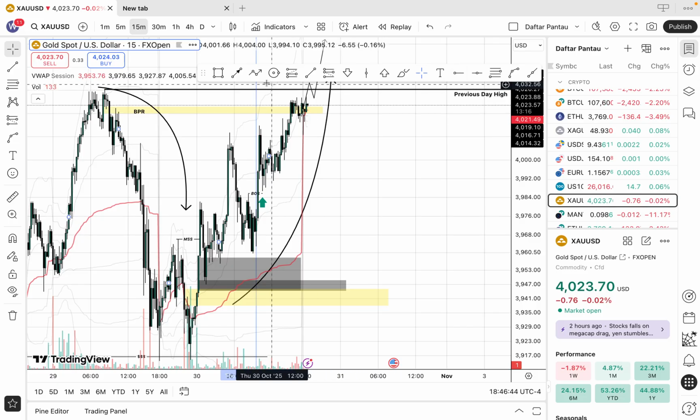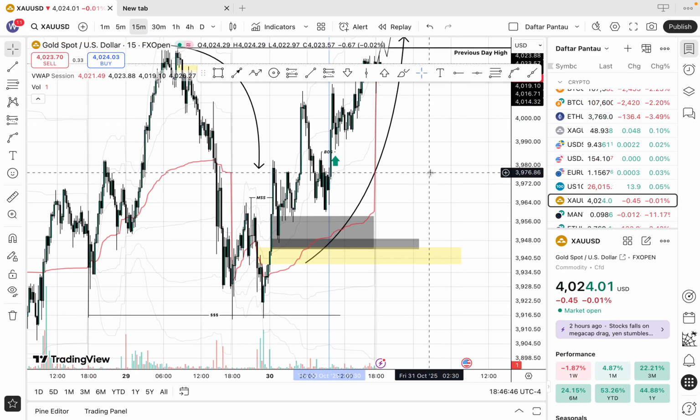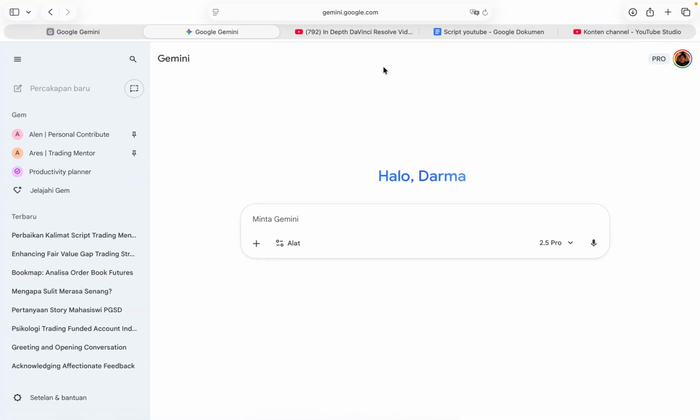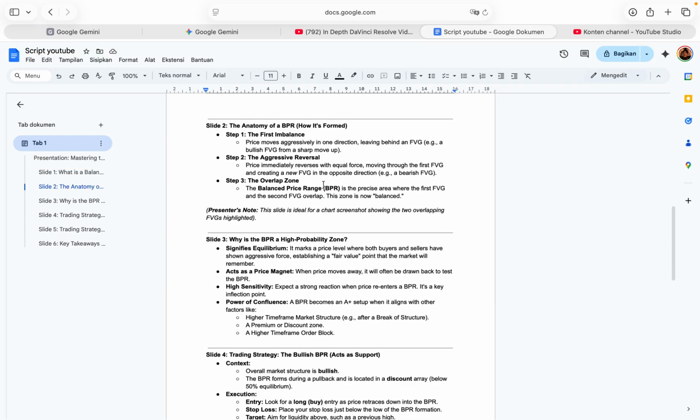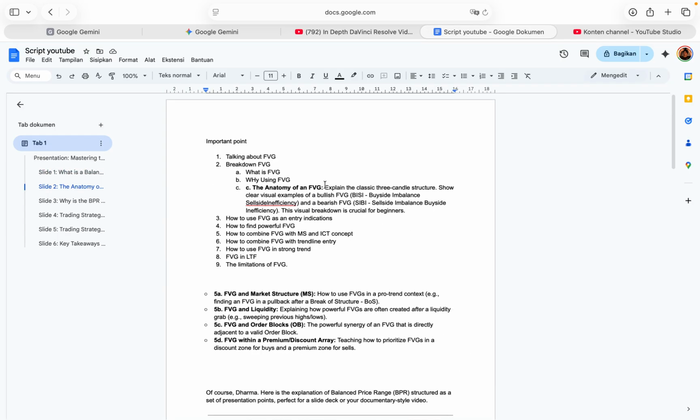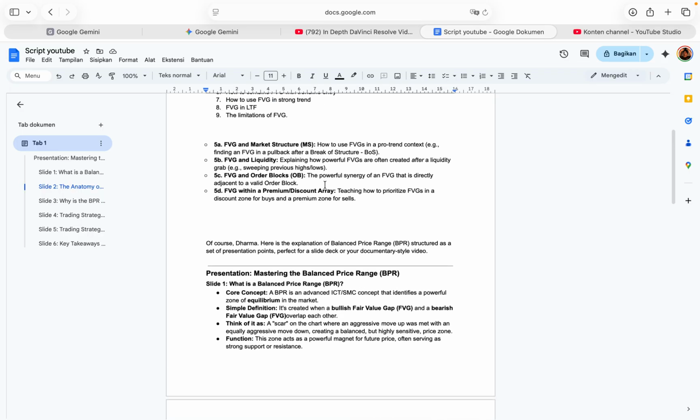Okay, what I want to talk about is balance price trends first. I have been writing a script about that. This is my script. I want to explain to you about fair value gaps and also the concept of balance price trends. I need to explain.